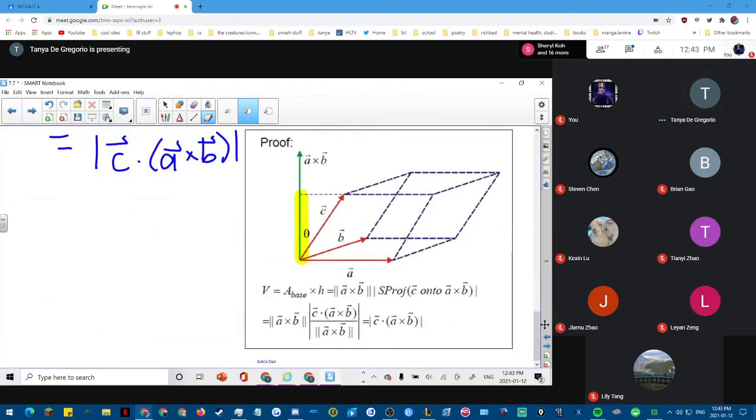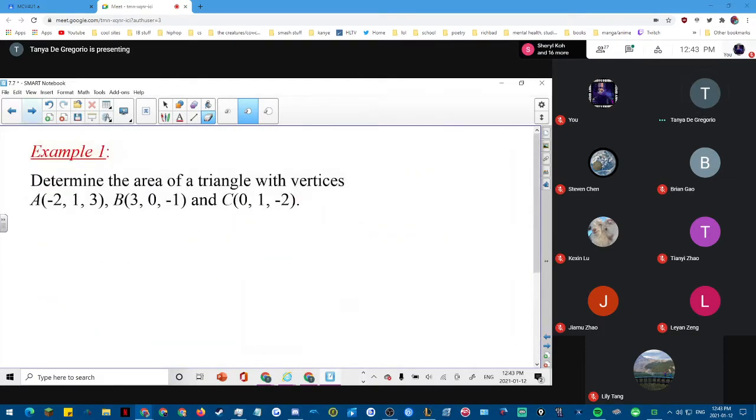Okay. Keep moving along. Example 1. Determine the area of a triangle with vertices A, B, and C. We're given the components. So what should I do? All I have here are points. I'm given the vertices of my triangle. So what do I need to do?